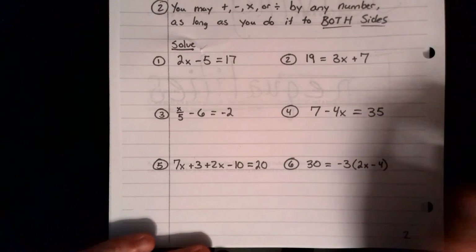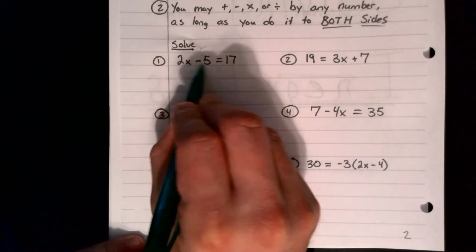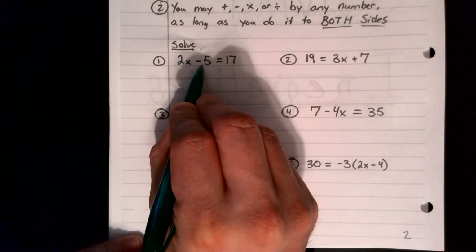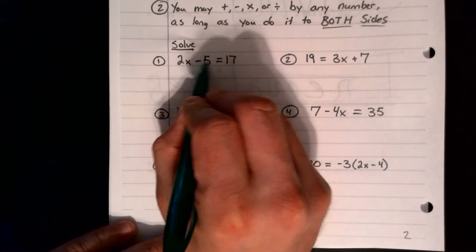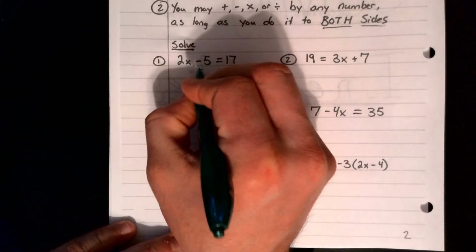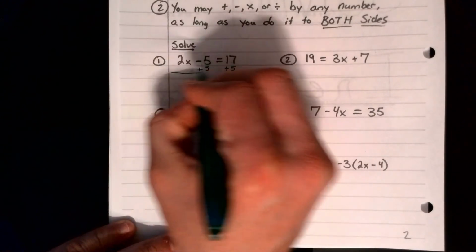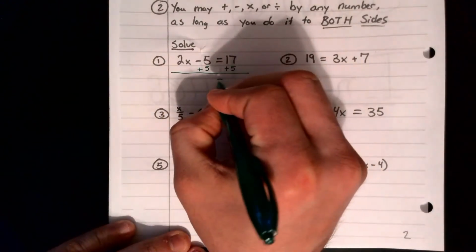Starting with number 1 here. Our goal is to get x alone, so we're going to get rid of the times 2 and the minus 5 first. Remember, we always get rid of the term without an x in it, so we're going to go ahead and add 5 to both sides. Show that algebra step there. Bring our equal sign straight down.